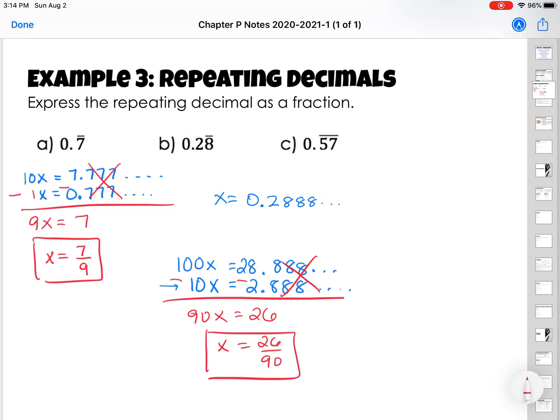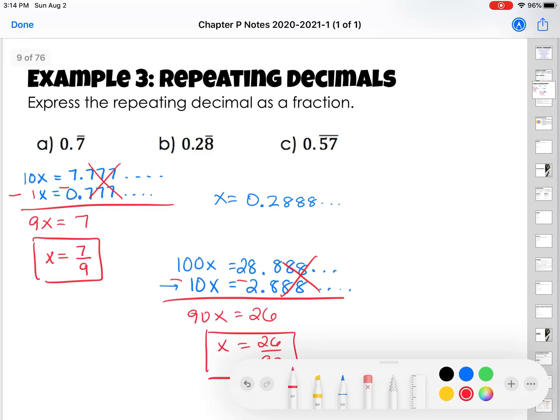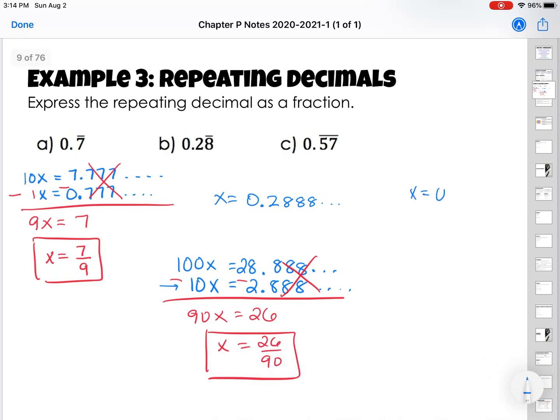Okay. And one last one. This is a little bit trickier, but it's actually not too terrible because this is two numbers that are repeating. Last time it was only one number that was repeating. So we have that x is equal to 0.575757 and so on. So what I want, remember, is only the repeated part to the right of the decimal, which is currently the case, right? Just like in the first problem.